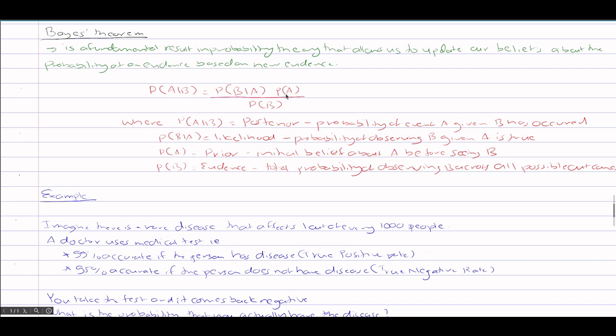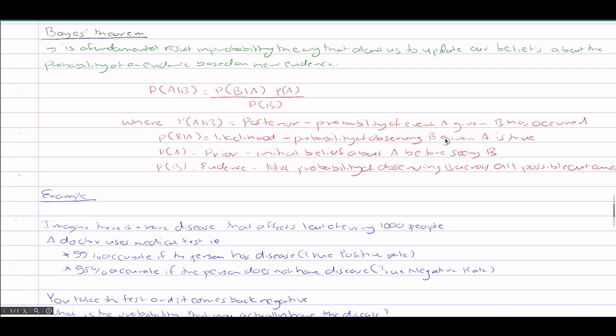P of A given B equals P of B given A multiplied by P of A, all divided by P of B. Let's break down this formula, which might look a bit complex at first, but trust me, it's super intuitive once you understand its parts. So P of A given B is your posterior probability, the probability of event A happening given that event B has occurred. This is what we want to find.